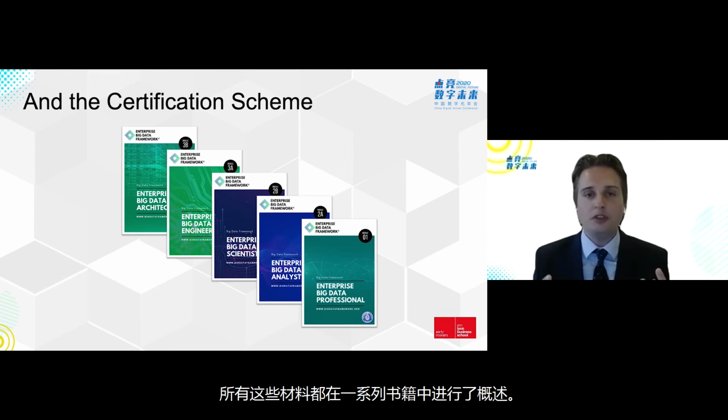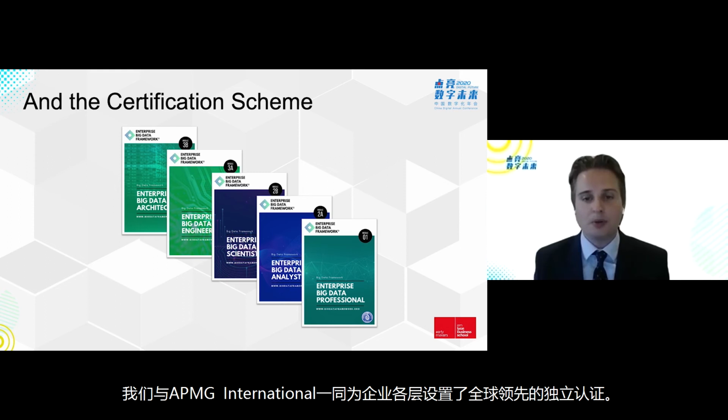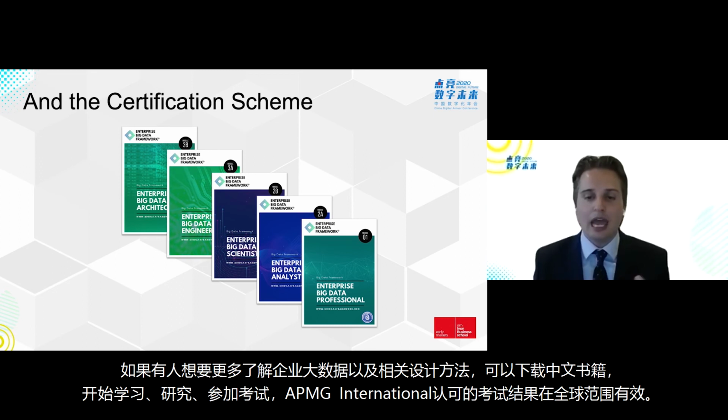All of these materials have been outlined in a series of books. Together with our partner APMG International, we have created independent and globally leading certifications for different levels in the enterprise. Every person that wants to learn more about enterprise big data and the way to design this into any organization can download all of the books, which are also available in a Chinese translation, and get started with learning, studying, and taking the examinations, which are globally recognized by APMG International.